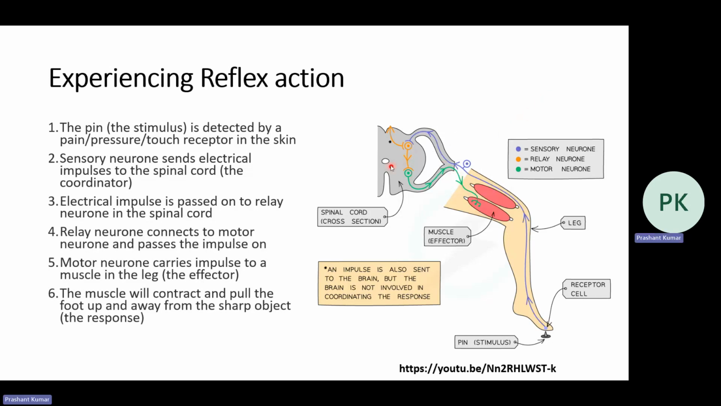In this diagram, you can see one arrow is going upward and there's a star mark. The meaning is the impulse is also sent to the brain, but the brain is not involved in coordinating the response. So the information about what happened to the body has reached the brain, right? Okay, so we all experience reflex action, and this is a very basic example.